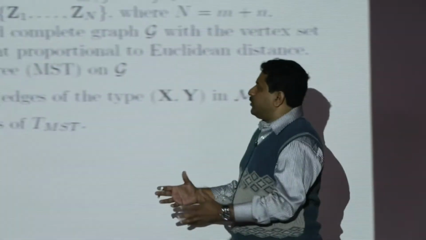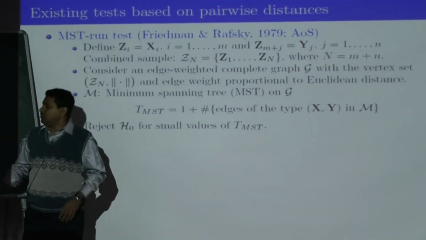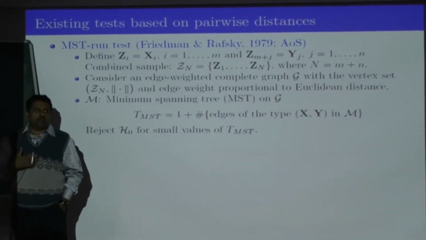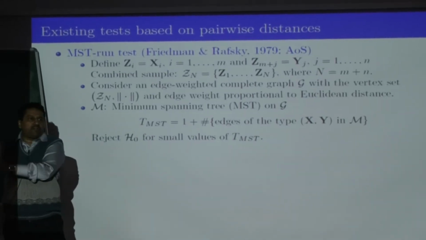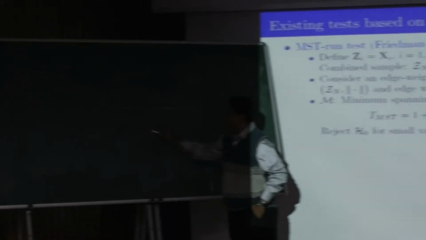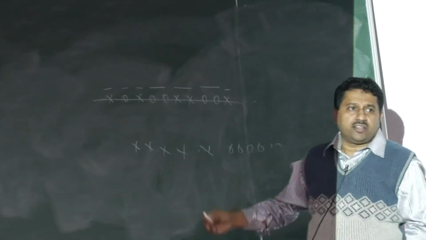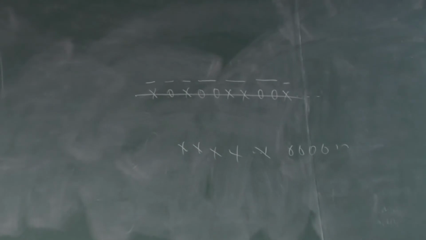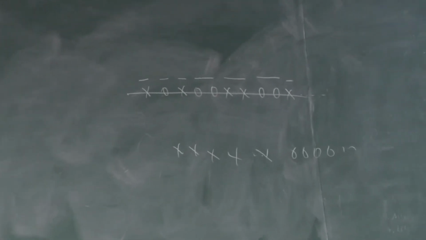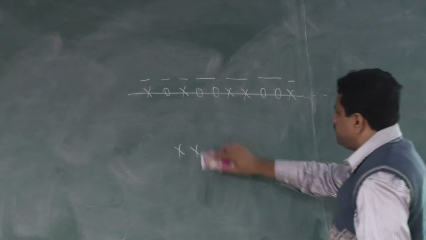So if the two distributions are identical, that means f and g have no difference, then what do we expect? The observations are mixed up, so we expect the number of runs to be higher. And if one distribution is completely separated from the other one, then all crosses will be followed by a sequence of circles, right? The number of runs will be 2 or very small. So if the number of runs is small, we can reject the null hypothesis, that is f equal to g, and say that the two distributions differ significantly. So that is in one-dimensional setup.